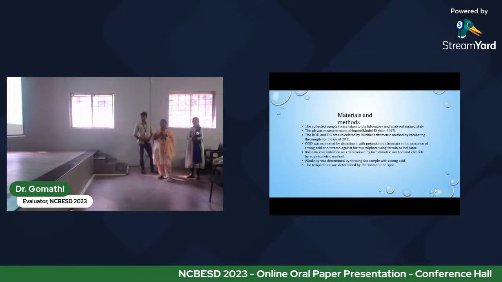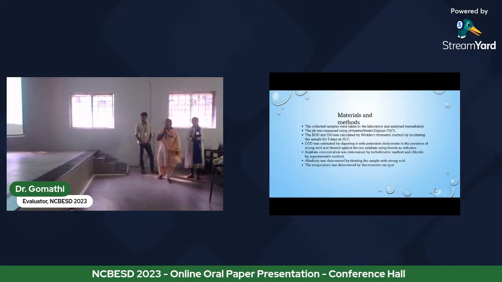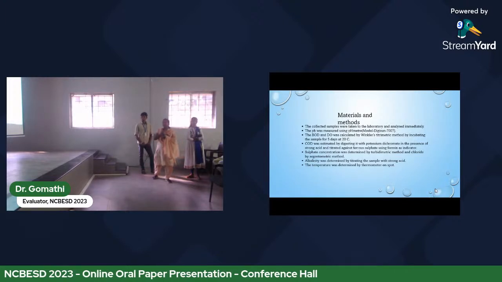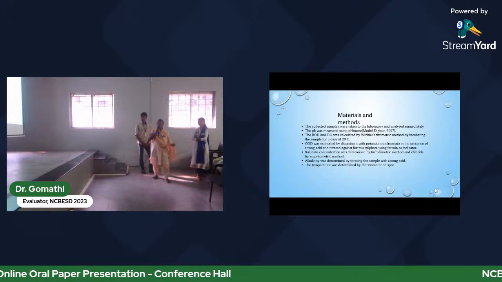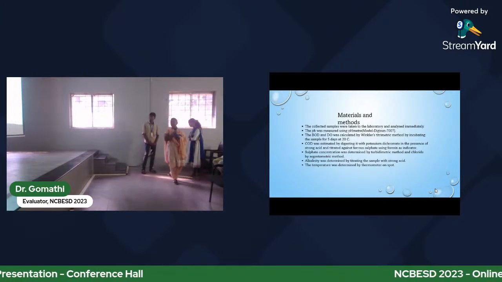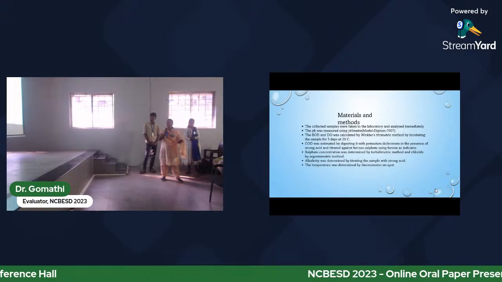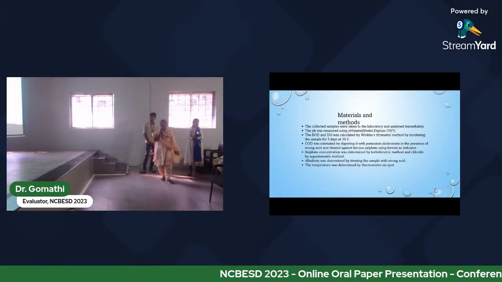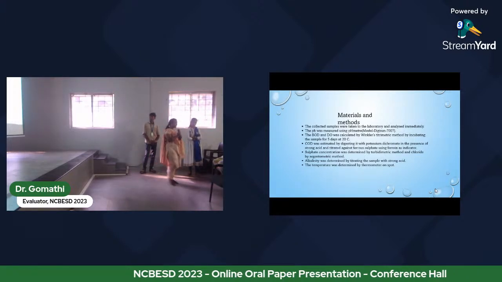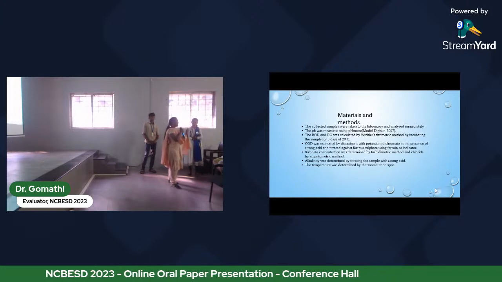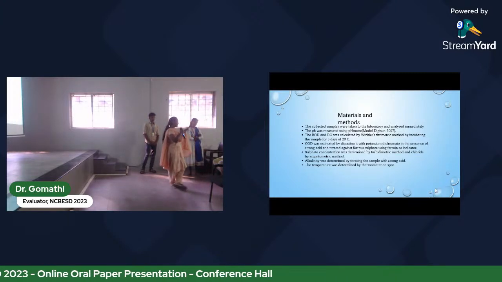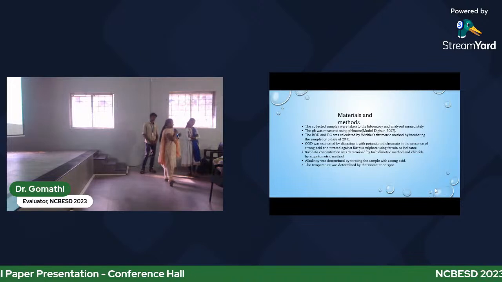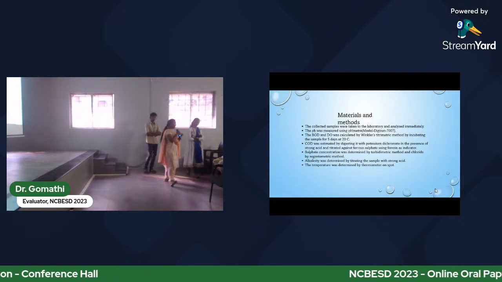Sulfate concentration was determined by the turbidity method, chloride by the argentometric method, and alkalinity by the titration method. The temperature was determined by thermometer on the spot. TDS was analyzed in the laboratory and hardness was analyzed using the EDTA titration method.